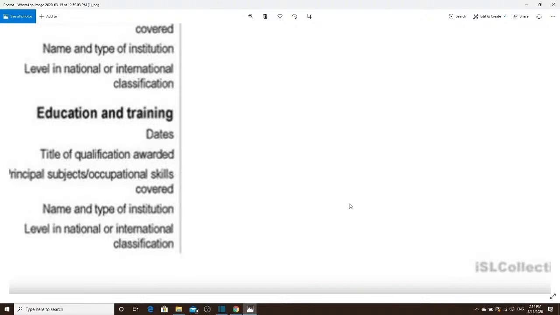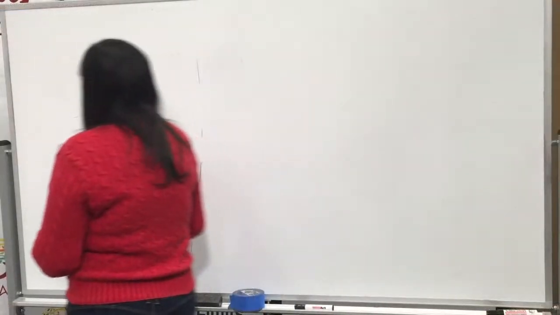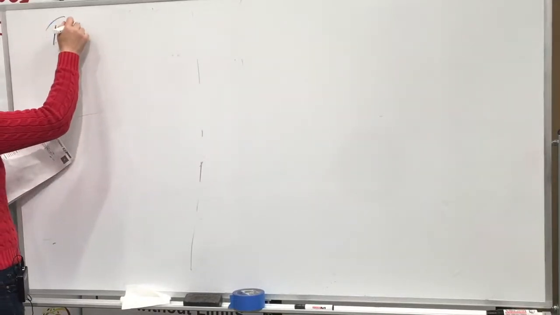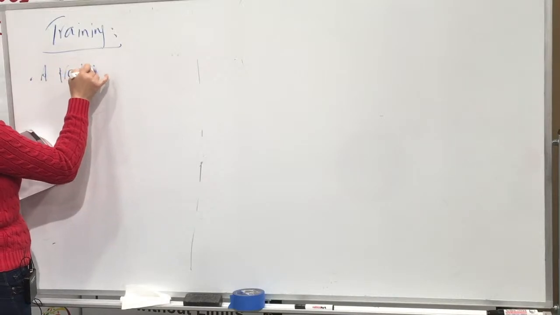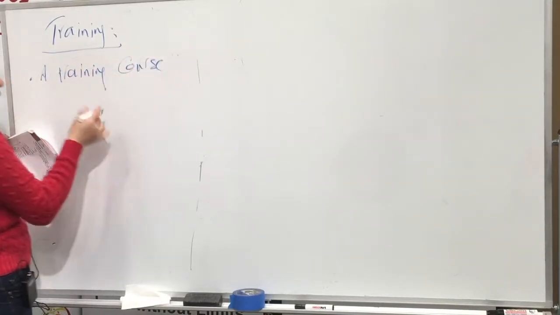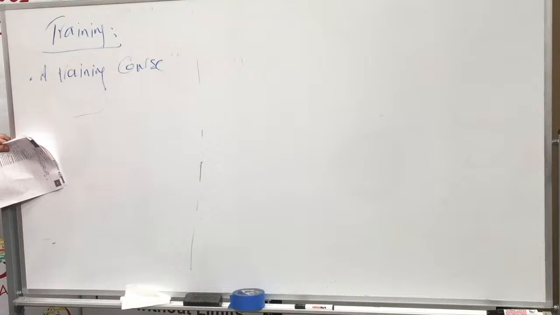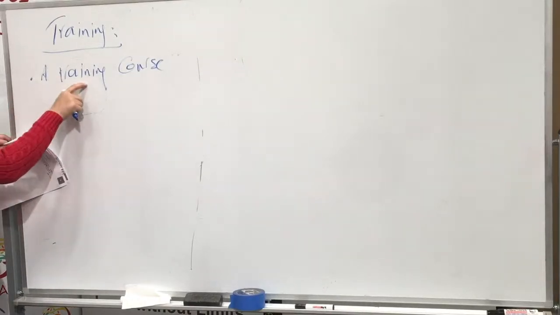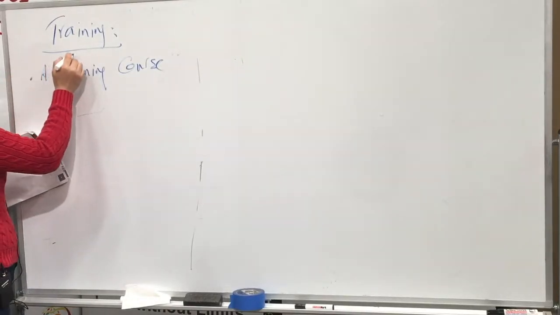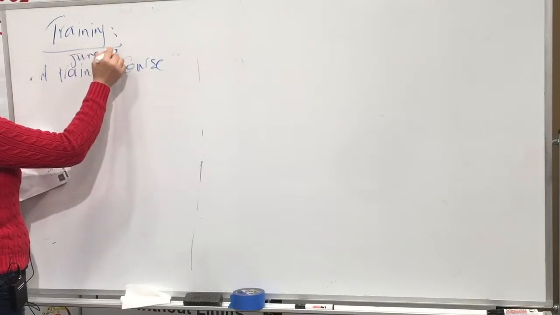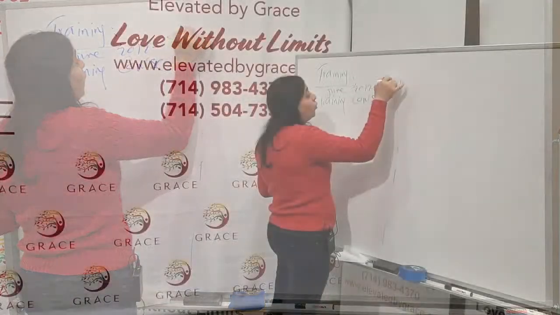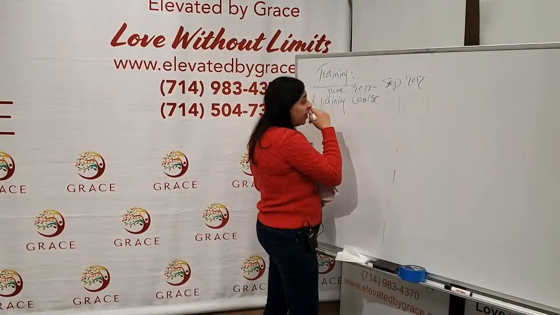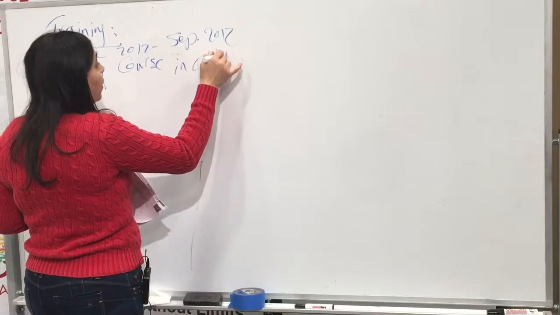They add confidence to your resume. For example, for training, let me use another color. For training, if you got a training course, again, start with the most recent training courses to the oldest ones, and the dates, for example, from June 2012 to September 2012. Okay, a training course in child care.